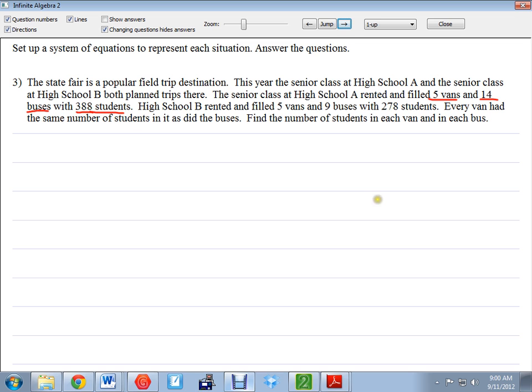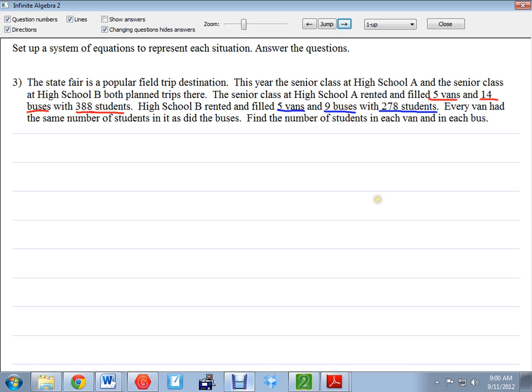Now, in the second situation, let's talk about high school B. It filled 5 vans and 9 buses with 278 students. All of these are the important things that we need to know to set it up. The question that they ask is, every van had the same number of students in it, and so did the buses. Find the number of students in each van and in each bus.